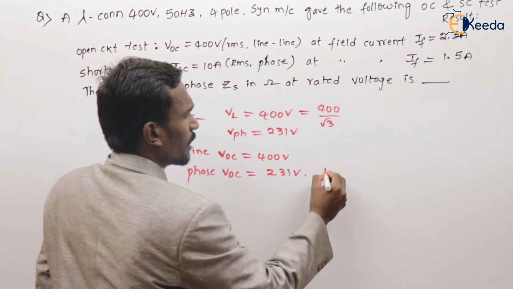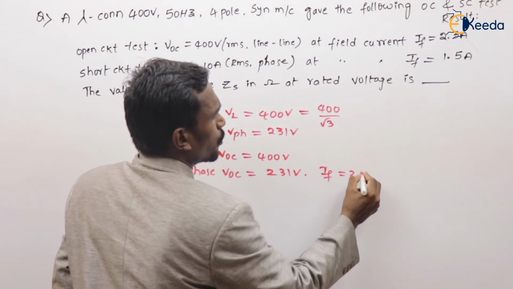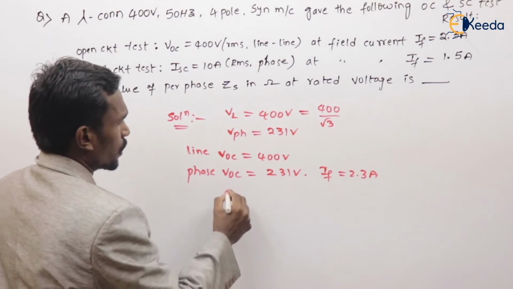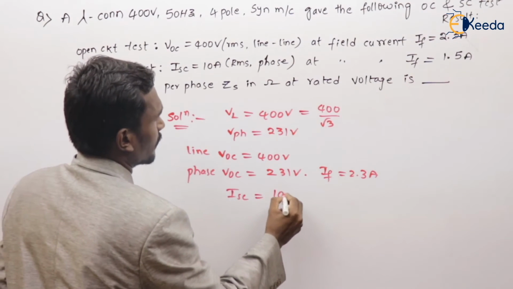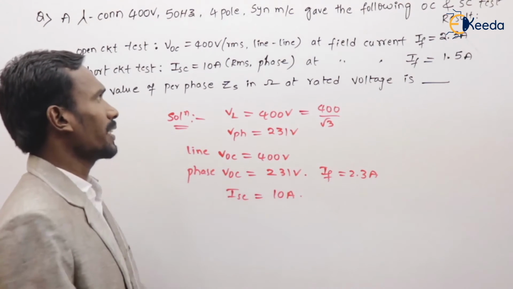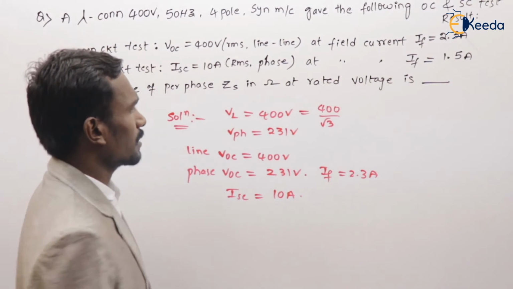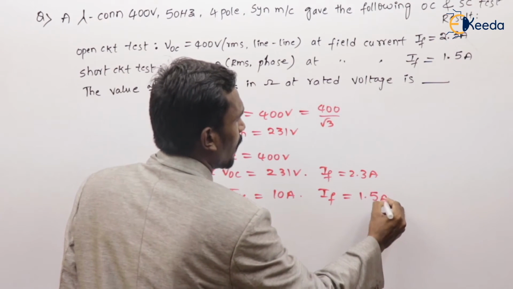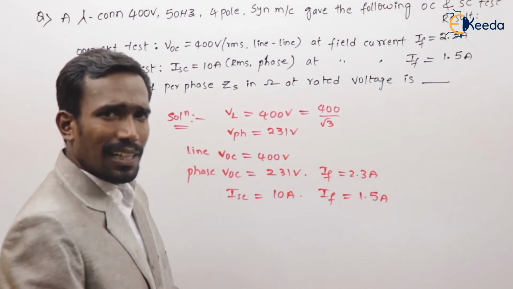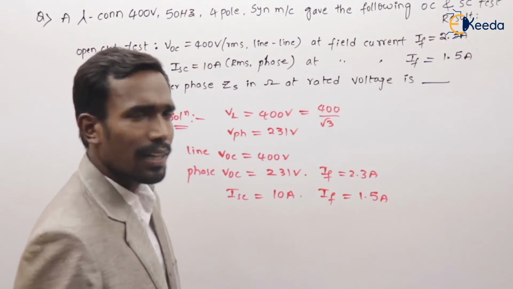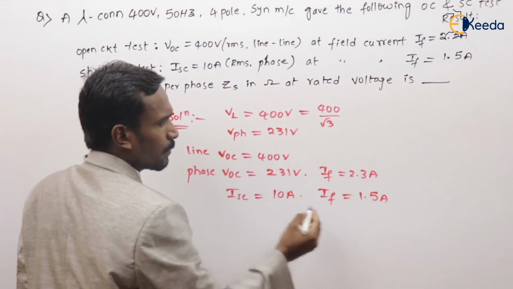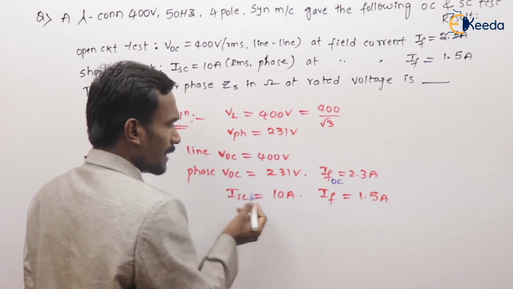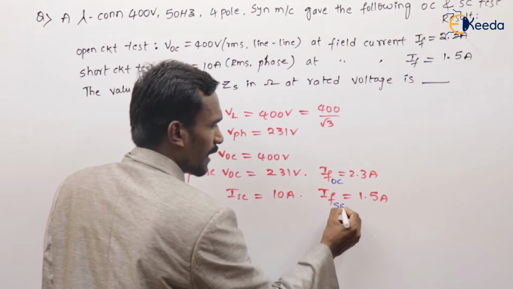At this condition, the field current is 2.3 amperes. Next, short circuit current is 10 amperes. At this condition, the field current is 1.5 amperes. For example, I am taking the field current at rated voltage as IFOC, and the field current at rated current as IFSC.